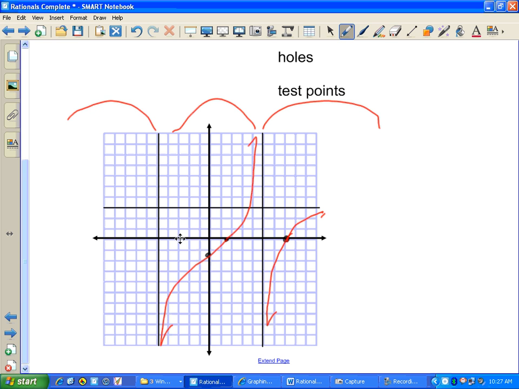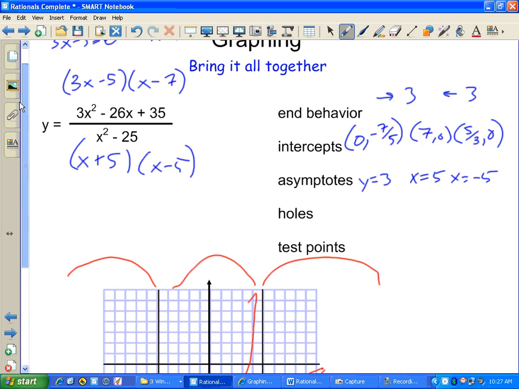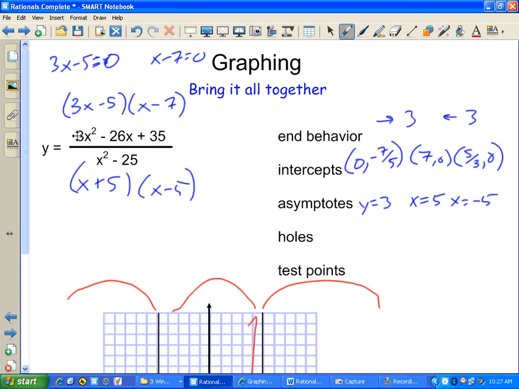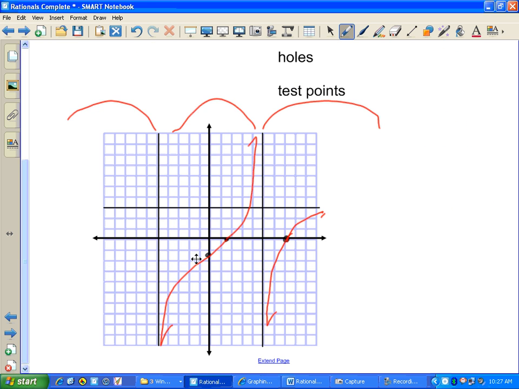But to make sure, I'm going to test a point. I'm going to pick -1, and I'm going to plug that into my function. If I put -1 in here, I'm going to get 3 plus 26, which is 29, plus 35, which is 64. If I put -1 in here, I get -24. So 64 over -24, I get this negative number. So it is down in the negative region.